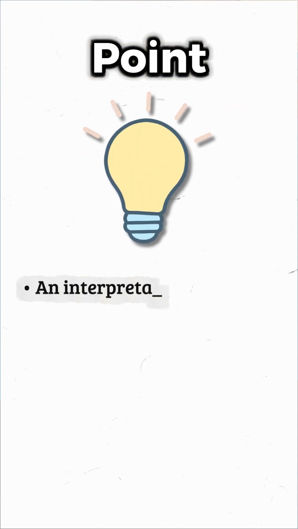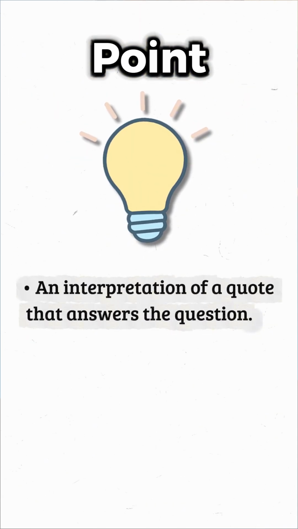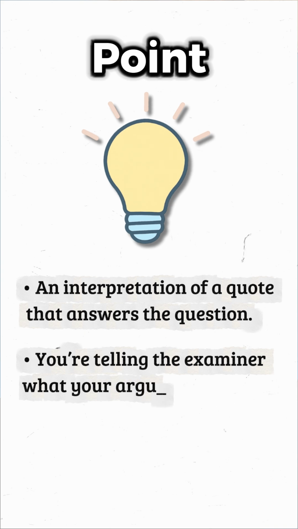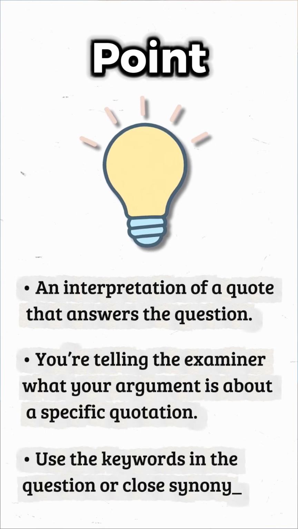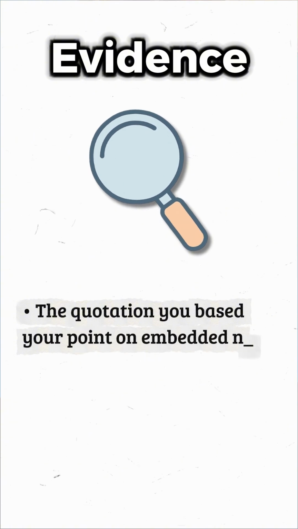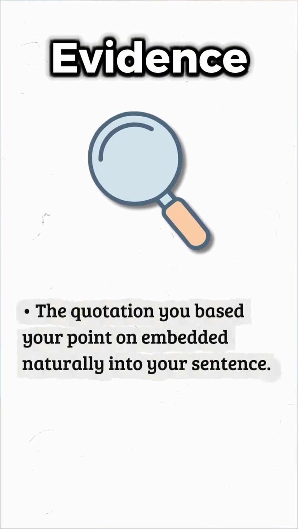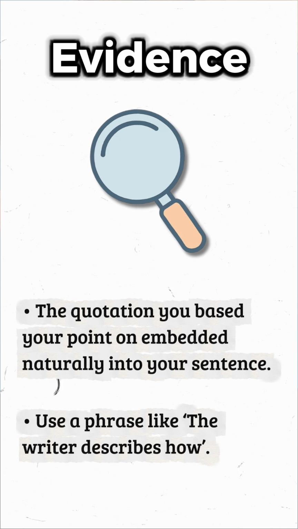Here's how it works. A point is just an interpretation of a quote that answers the question. You're telling the examiner what your argument is about a specific quotation, using the key words in the question or close synonyms. You then support your point with evidence, which is just the quotation that you based it on, embedded naturally into your sentence, using a phrase like "the writer describes how."